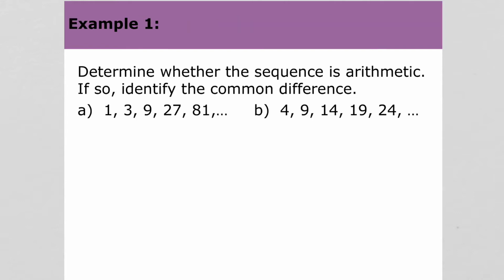So let's look at an example. It says, determine whether the sequence is arithmetic, and if so, identify the common difference. So all we're going to do is start with the second term and subtract the first. And we get 2. Then the third term and subtract the second. And we get 6. So we can already tell, since these differences are different, that it is not an arithmetic sequence.